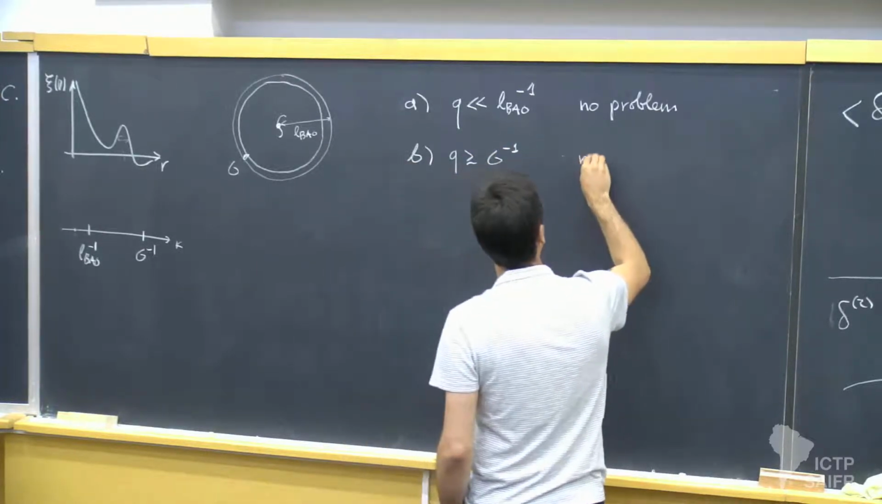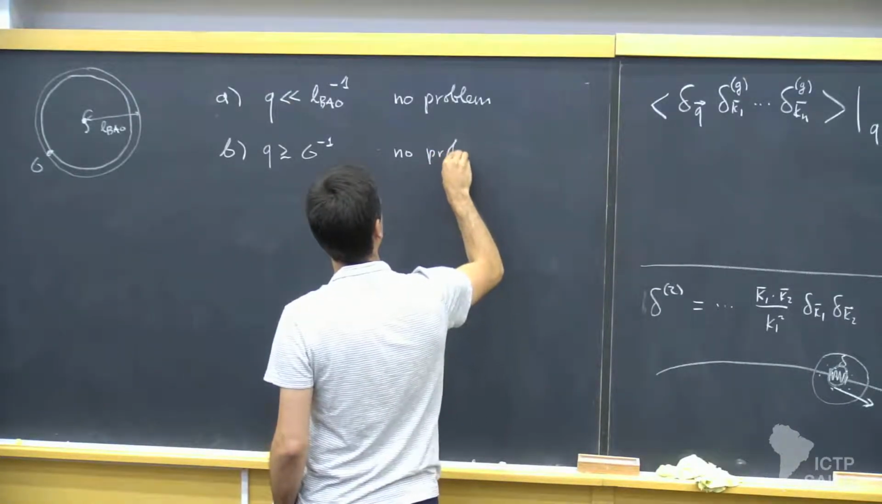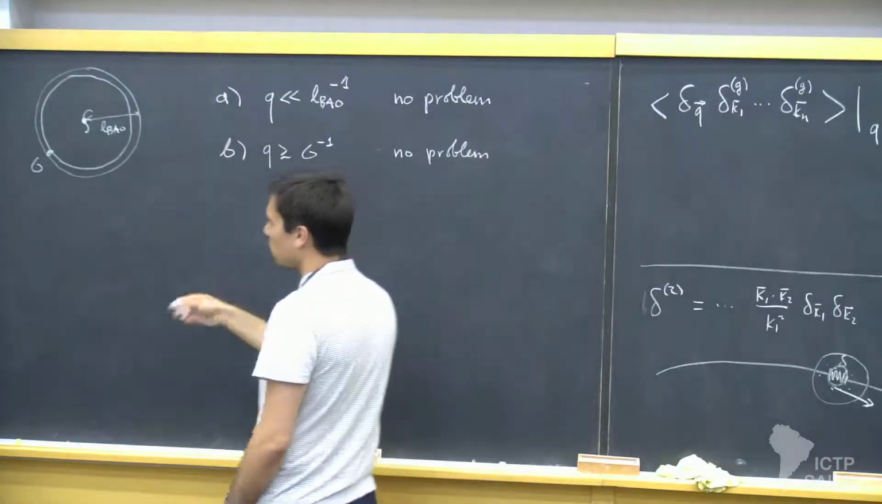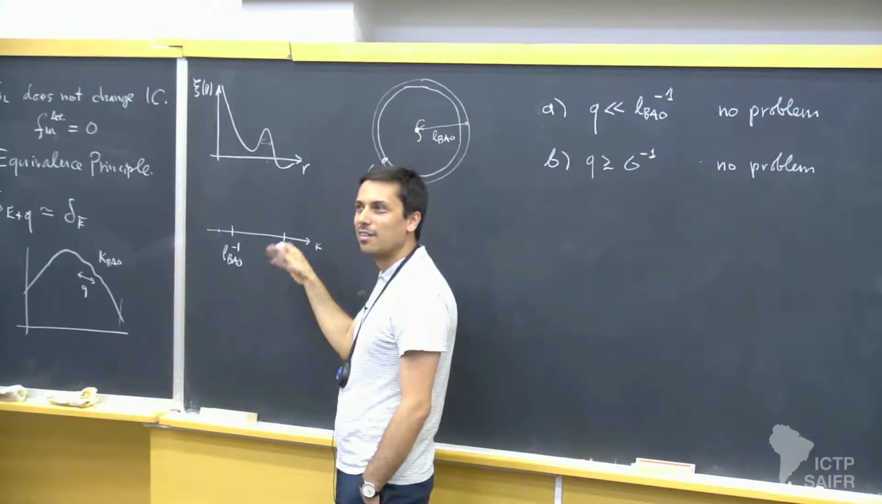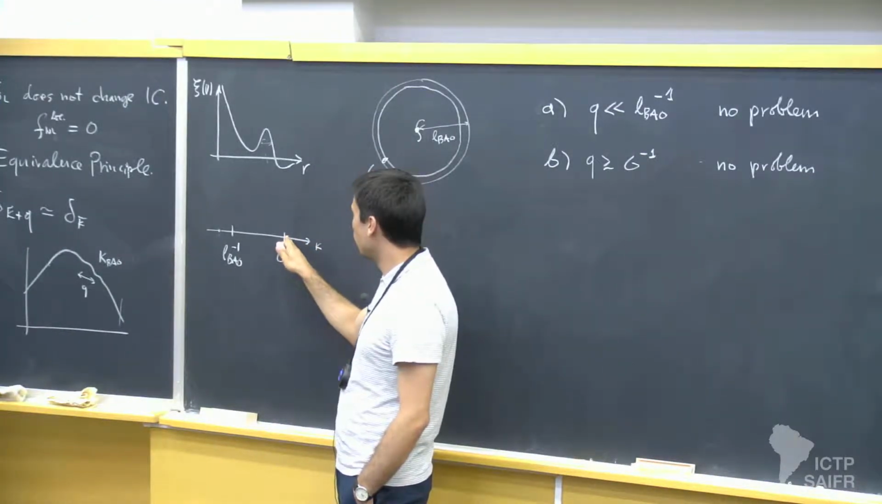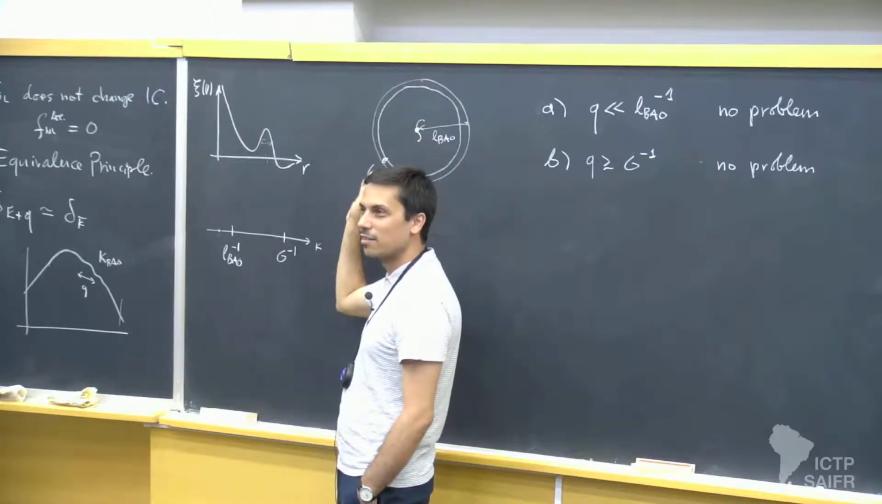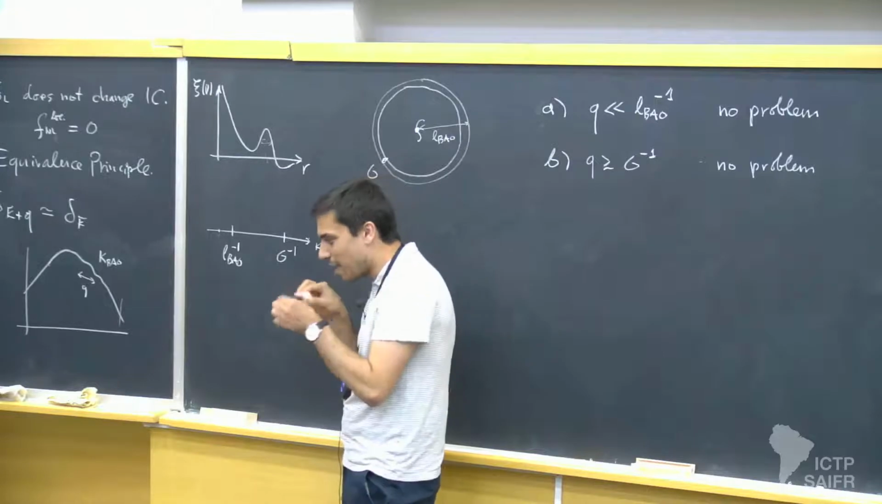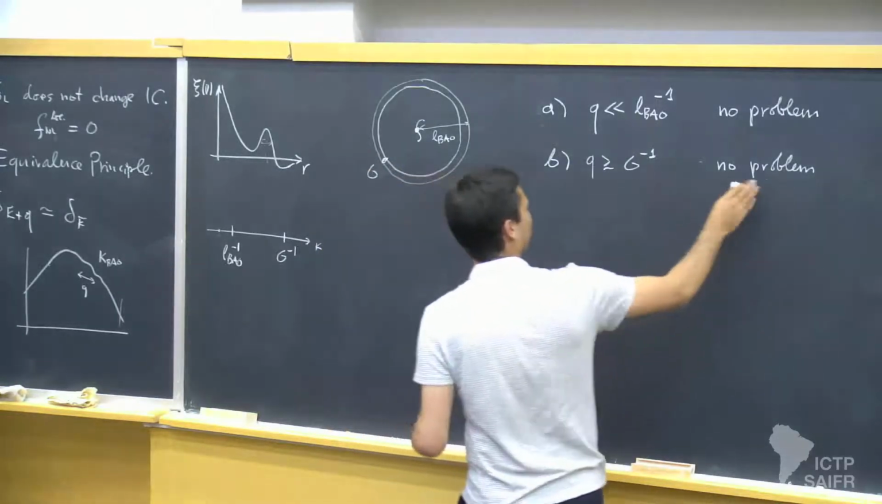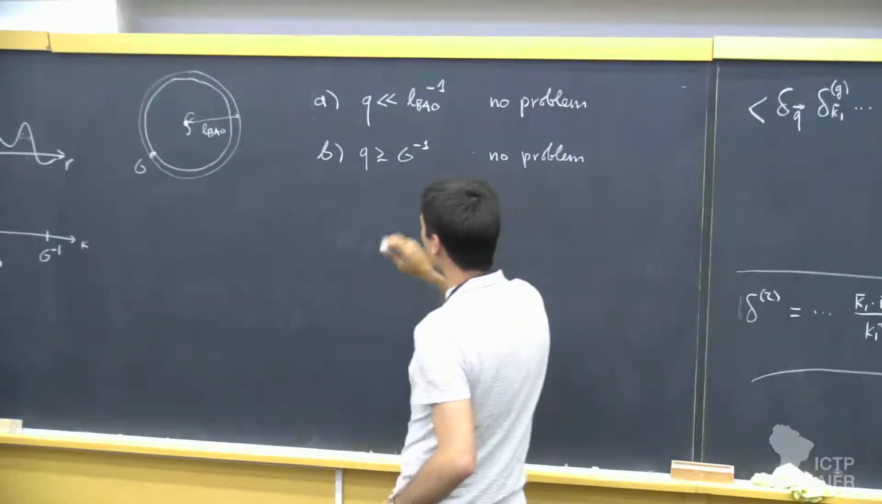then again there is no problem. Because I'm talking about some very small wavelength fluctuations. There is nothing interesting happening here. There are no features on higher scales, so everything is still fine. I can look at the dynamics on small scales. These are all some kind of UV contributions. I don't really care about this example.